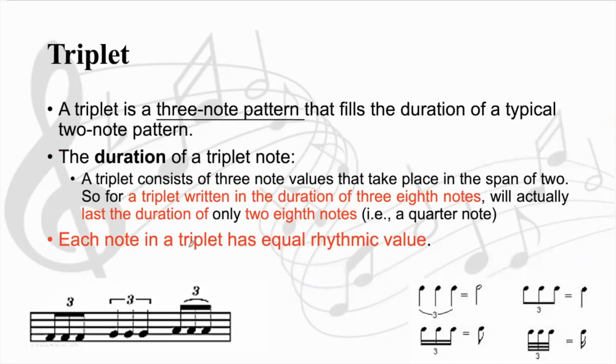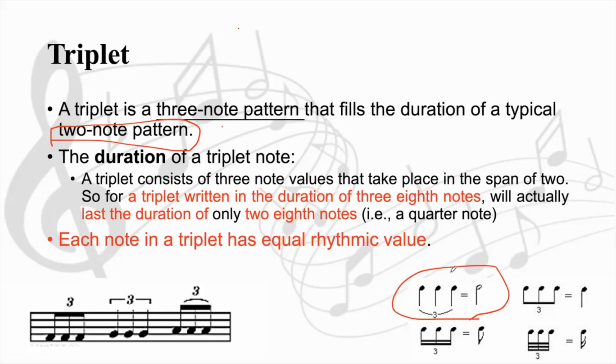A triplet is a 3-note pattern that fills the duration of a typical 2-note pattern. Until now, we have seen the 2-note pattern, right? Like here in the background, we have this 2-note. It means, for example, here, what is this, for example?